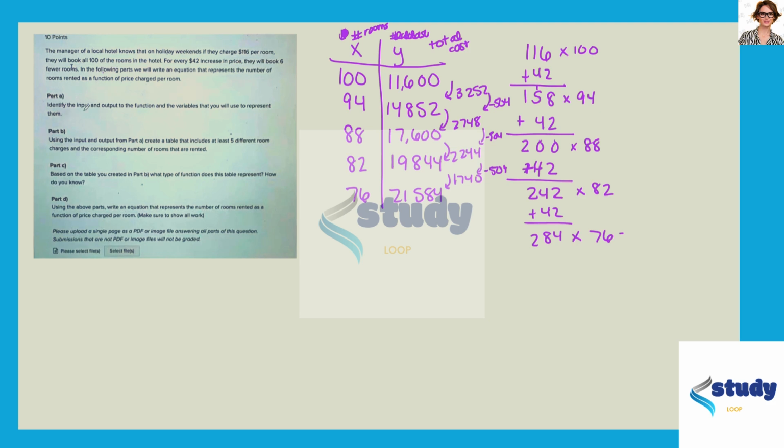Okay, so I did identify the input and output of the function and the variables you will use to represent them. Using the input-output from part A, create a table. So I did that and I did that. Based on the table you created, what type of function does the table represent? How do you know? So when graphing this, you should be able to figure out what type of function this is now.